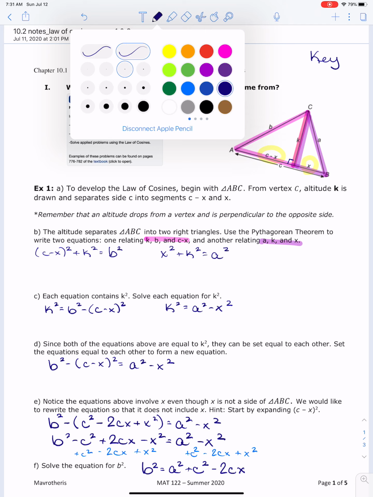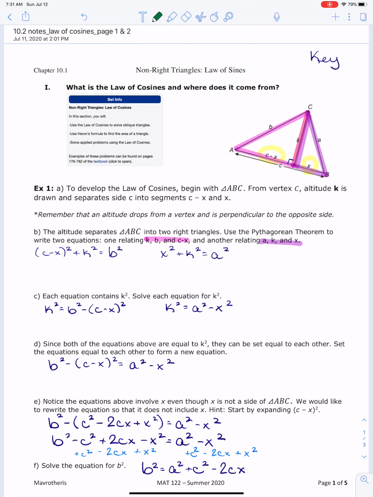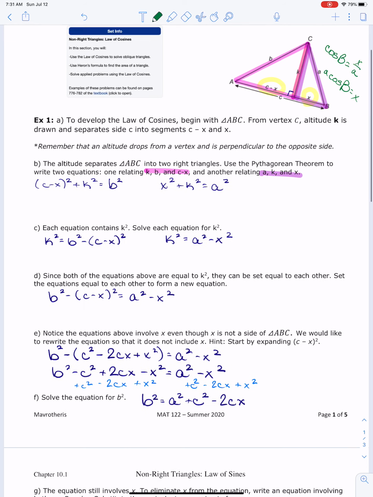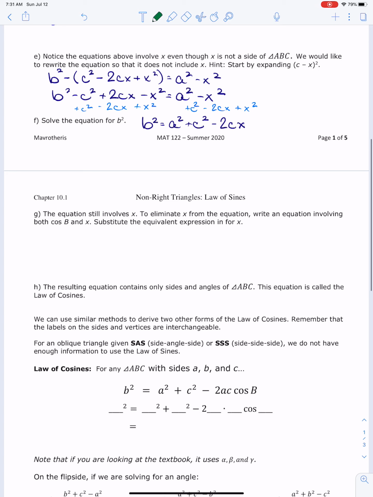So if I come back up here and take a look at my triangle, cosine b equals, my adjacent side is x over hypotenuse is a. So a times the cosine of b equals x. Okay, so from the triangle, a cosine b equals x.